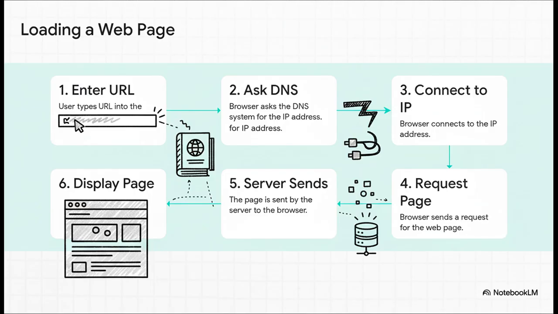You type in a website. Your browser asks something called the DNS. Think of it as the internet's phone book to look up the site's unique number, its IP address. Then, your browser connects to that number, asks the server for the page, the server sends it back in little pieces, and your browser puts it all back together so you can see it. All of that happens in the blink of an eye.